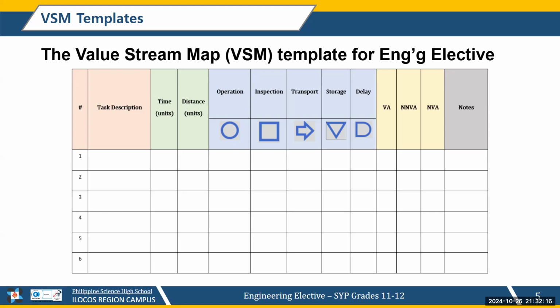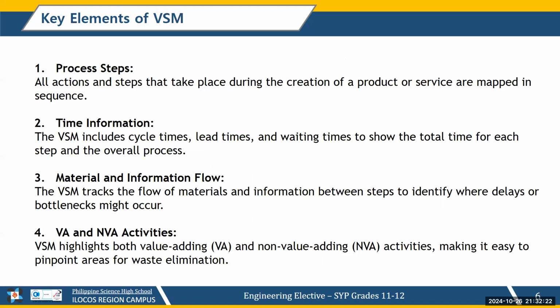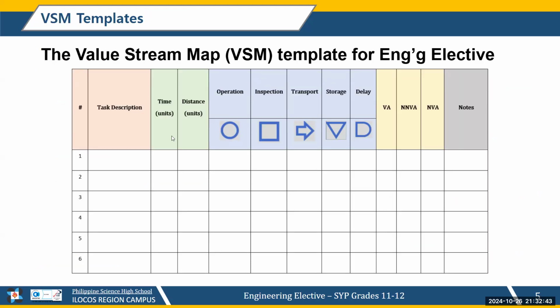So how do we fill up this VSM template? So let's look at the process. But before that, here are again the key elements that we are going to consider when we do our VSM. So number one, all actions and steps that take place during the creation of a product or service should be mapped in sequence. So that is what we will put here in the task description.